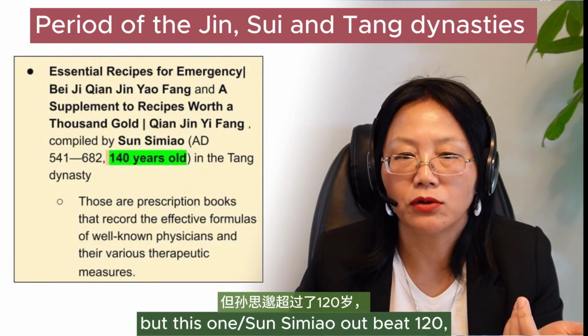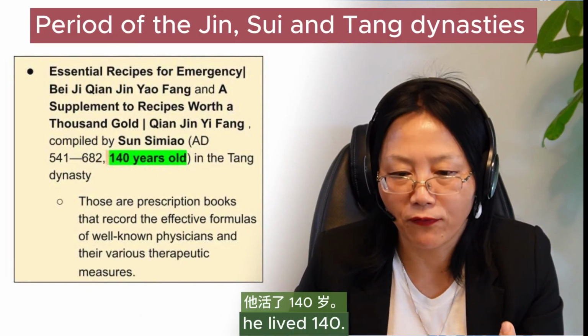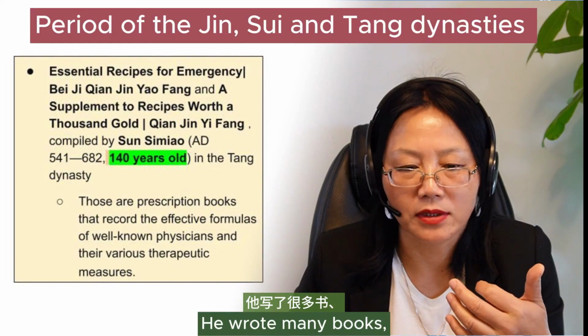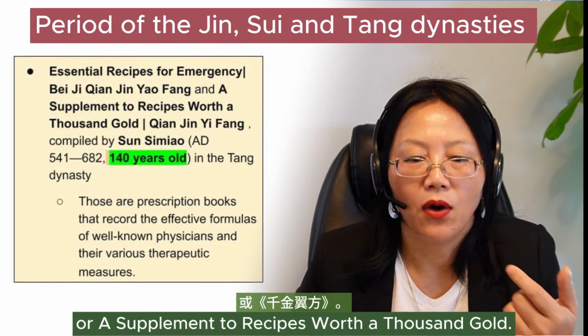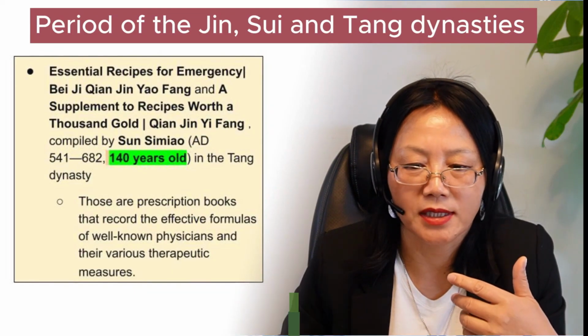But this one outdid the 120. He lived 140. He wrote many books. The famous ones would be Essential Recipes for Emergency and A Supplement to Recipes Worth 1,000 Gold.